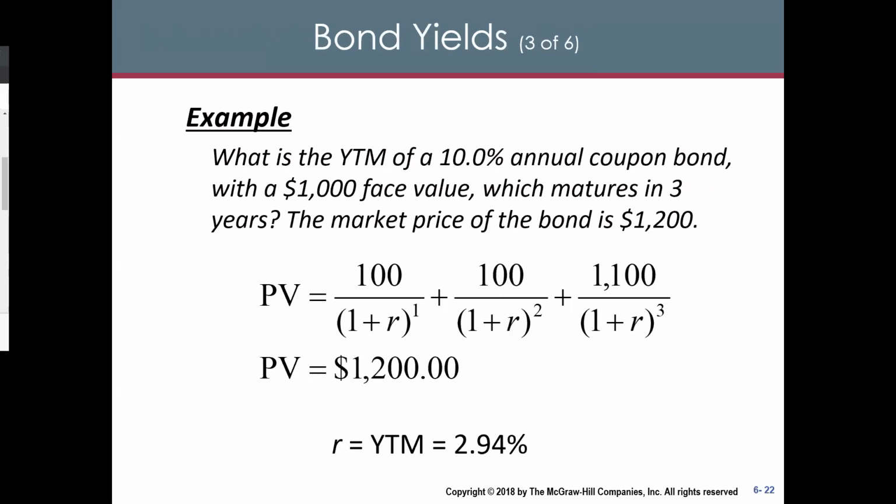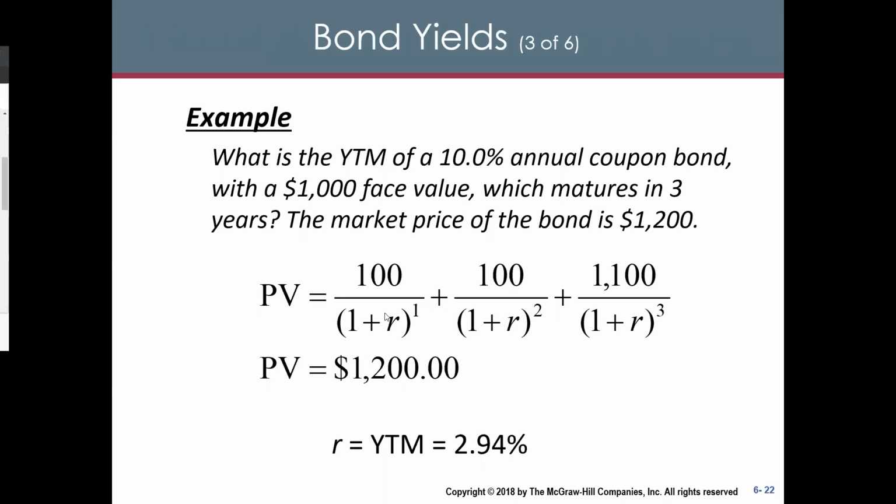Let's go into an example. For a 10% annual coupon bond, the face value is 1,000 and it matures in 3 years. You see the market price for it is $1,200. So you need to solve for the discount rate, or we call it yield to maturity here. You just write down this equation and you try to solve for R.